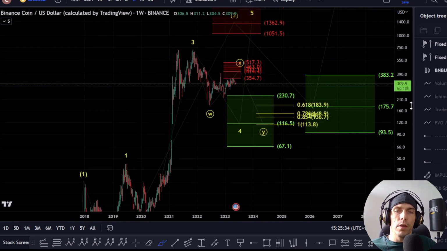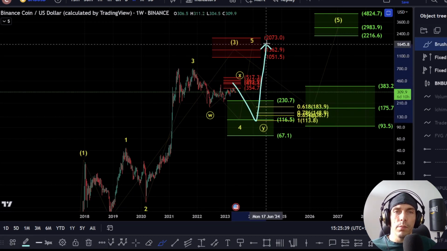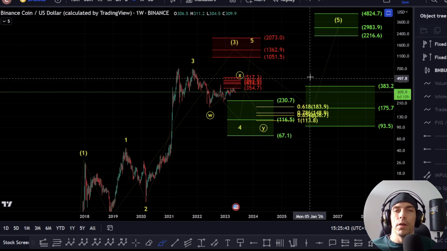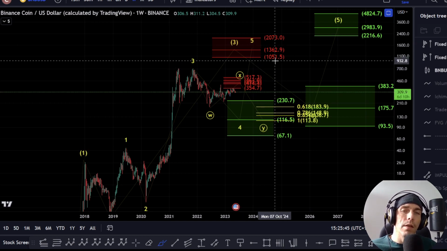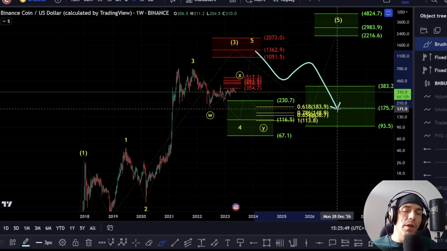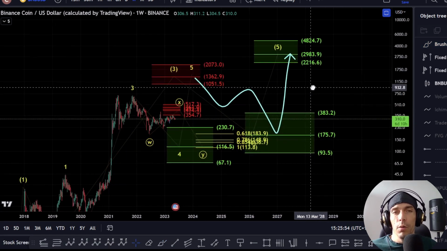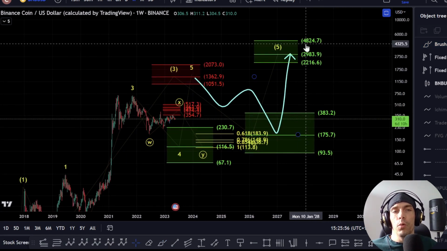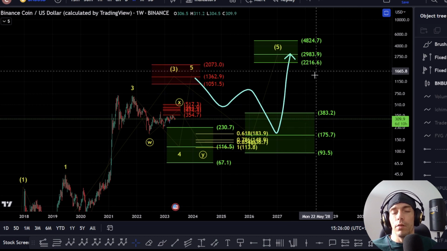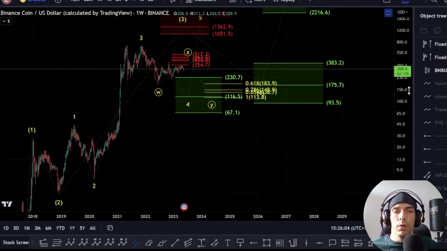So now the way that we'd be looking at this is basically that once this wave to the downside completes, we'd be looking for a fifth wave up. Now this fifth wave could actually look to target out this zone of this 2073 to this 1051. Now if we did get a move up into this zone, what we'd then be looking for is basically an additional fourth wave down here and an additional fifth wave to the upside, which would look then to push towards this 4824 to this 2216.